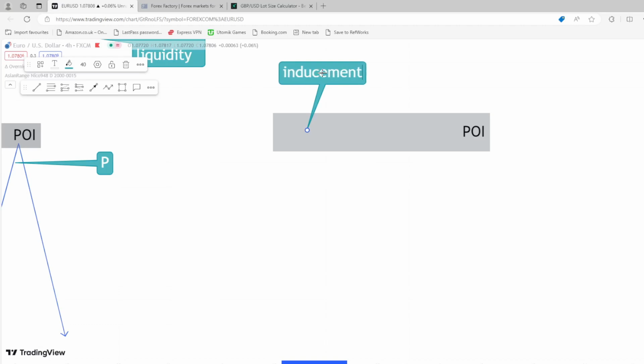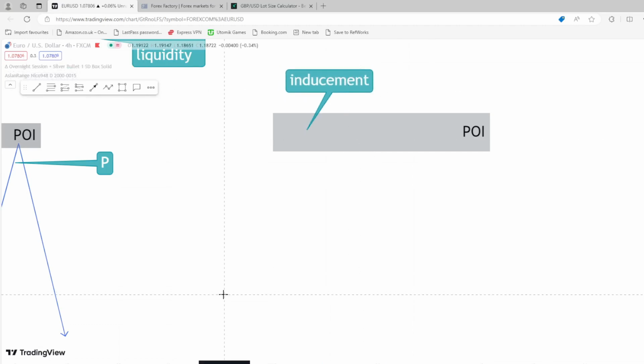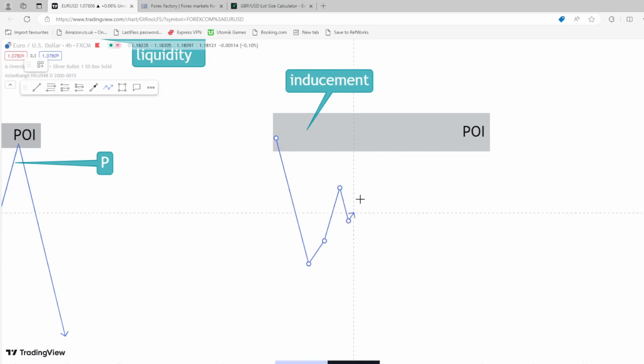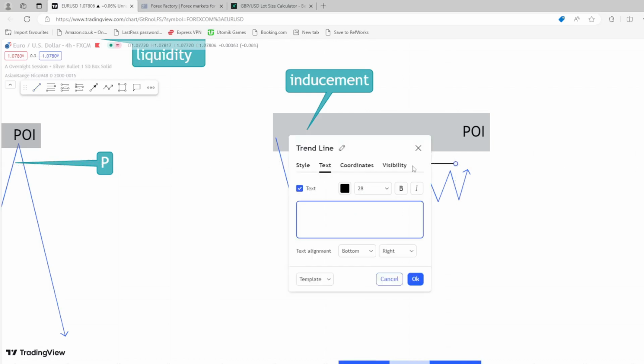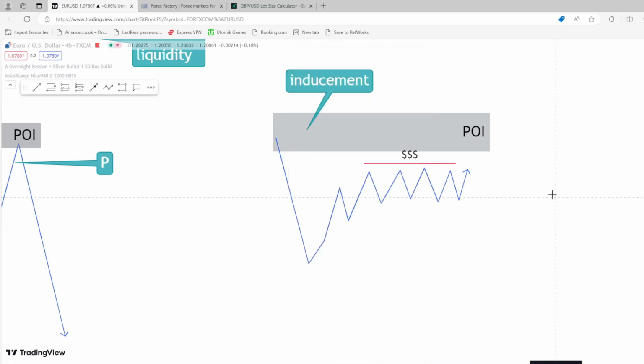What do I mean by inducement? Inducement is very simply liquidity dropped above or below a POI. Above in this case because it's a bearish POI. So what we see is we see price displace downwards, and from here we see price head up into the premium, generating liquidity in this form over here. So this is equal highs. Equal highs over here, equal liquidity. So this here is a liquidity pool, right? This red line over here represents a liquidity pool in price, right?